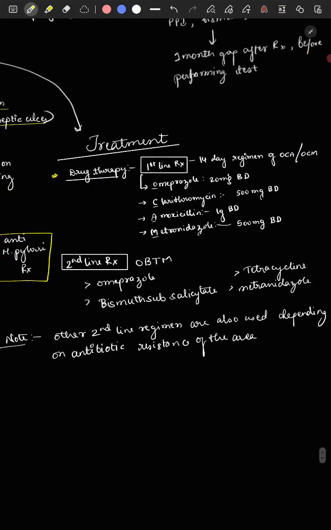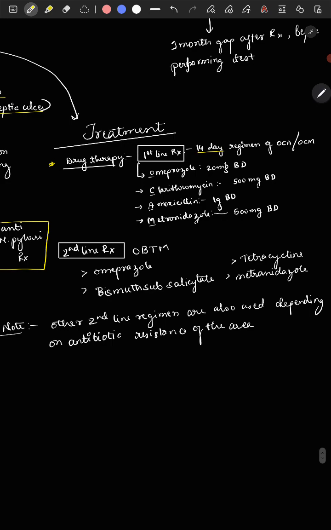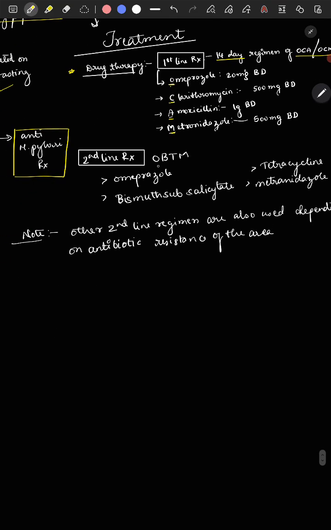Let's go to the treatment. Drug therapy. The first line treatment is a 14-day regimen of OCA or OCM. O for omeprazole 20 mg BD, C for clarithromycin 500 mg BD, A for amoxicillin 1 gram BD, and M for metronidazole 500 mg BD. The second line treatment is OBTM: omeprazole, bismuth subsalicylate, tetracycline, metronidazole.